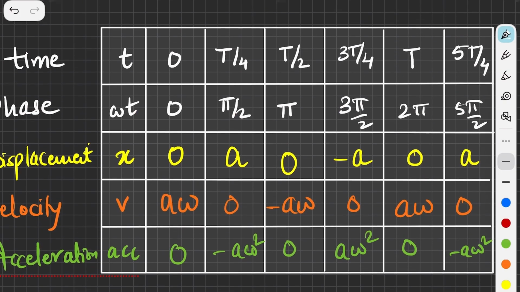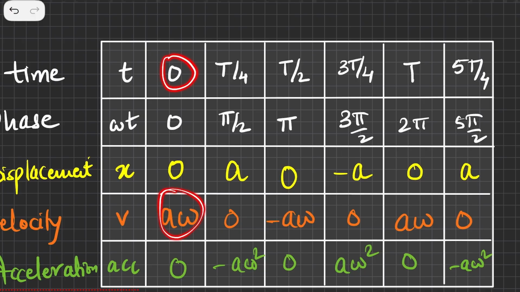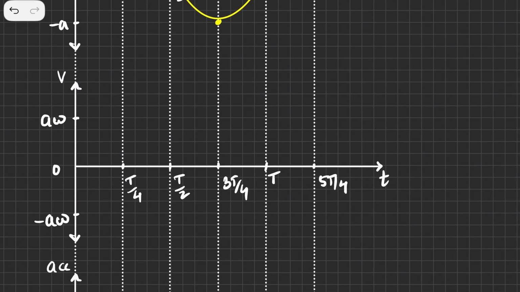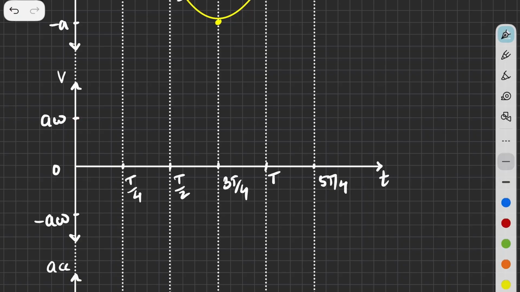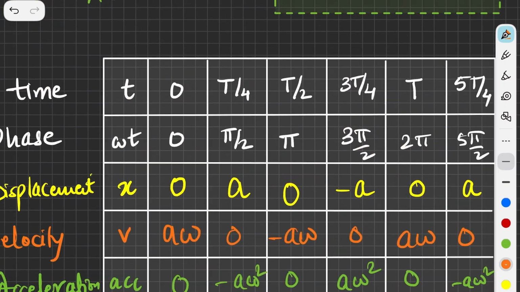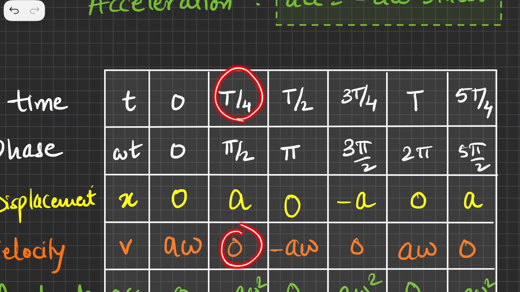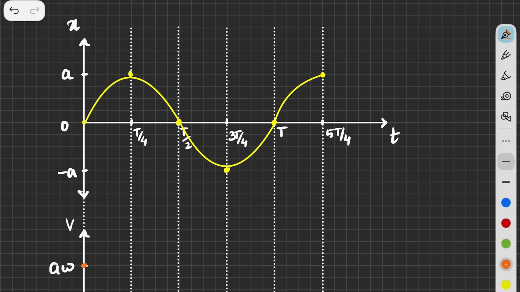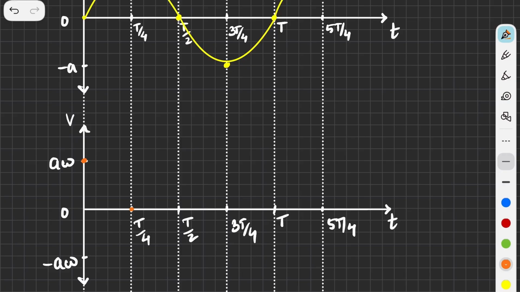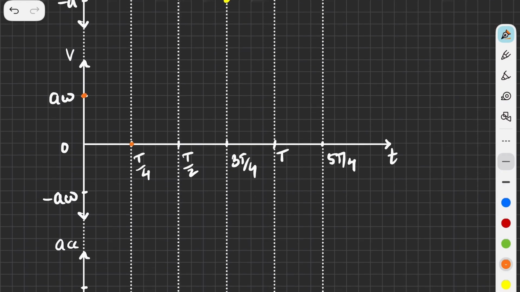Now the first point says it's 0 comma a omega, so time is 0, the point is maximum, so my graph would start from here. Then it would go to 0 at t by 4. Now you can just extrapolate it. So maximum, 0, negative maximum, then goes to 0, then goes to the positive maximum, and then goes to 0. So if I join it, I would get something like this.